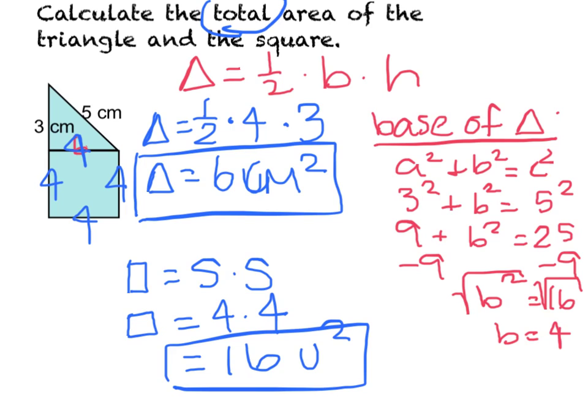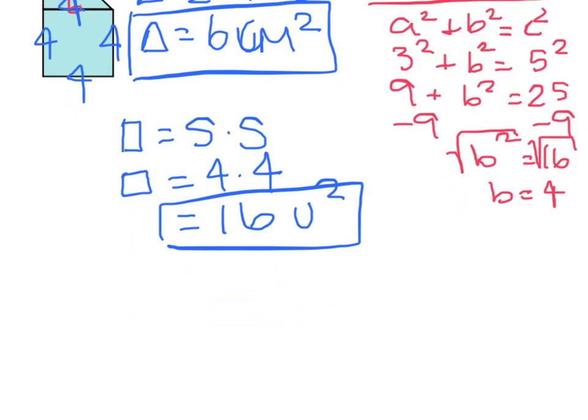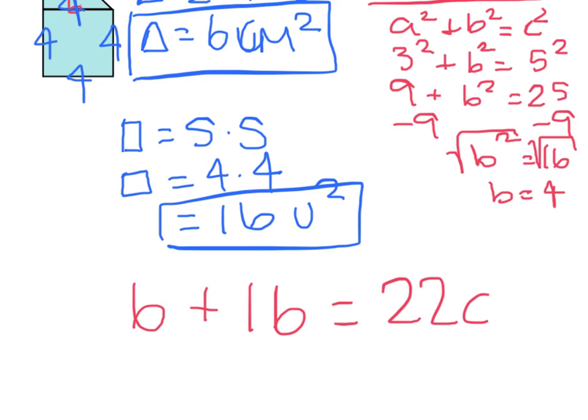So if I go back up to the directions, they say find the total area. Total means I have to add. So basically I'm going to have to add the area of the triangle, which we decided was 6 square centimeters, plus the area of the square, which was 16 square centimeters, and that's going to equal 22 square centimeters. And I need to label this as total area.